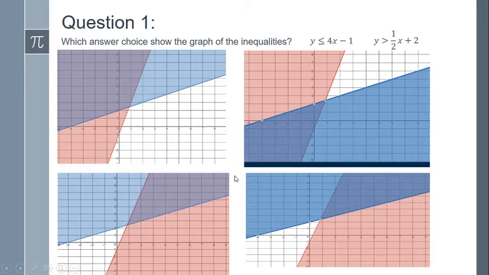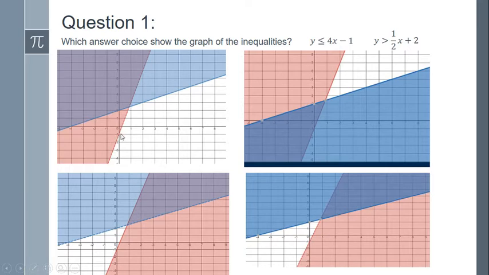Now we ask ourselves, where should the shading be? Let's just work one inequality at a time. In this case, it says less than or equal to. So less than means below. It kind of matches up with how it sounds. Less is below. And when I say below, when we're shading, I want you to look at the y-intercept.